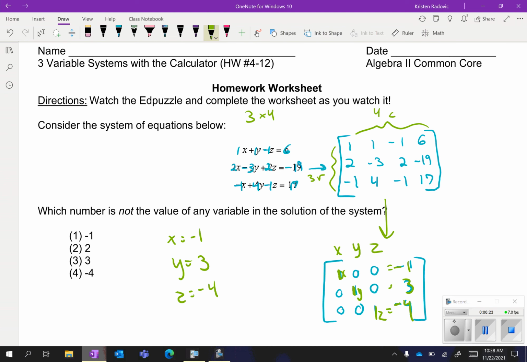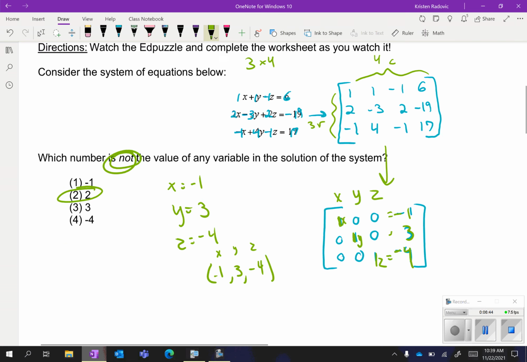If you wanted to write this answer as a coordinate, it would be -1, 3, -4, because you would go in alphabetical order, x, y, z. And the answer that is not a value in the solution is going to be 2.